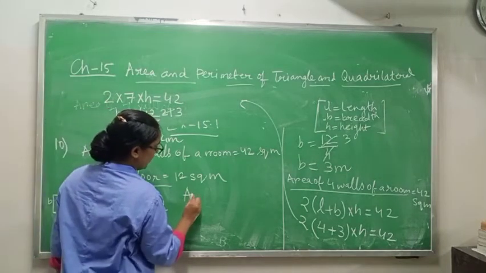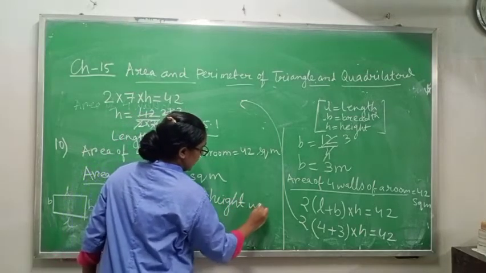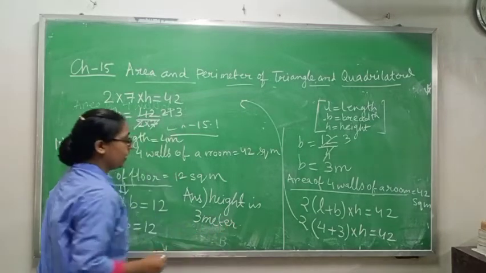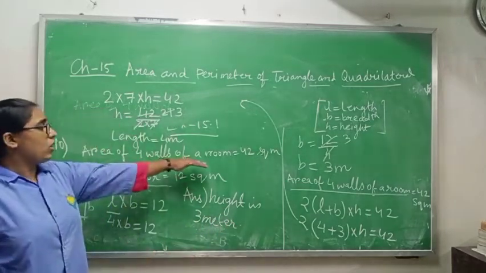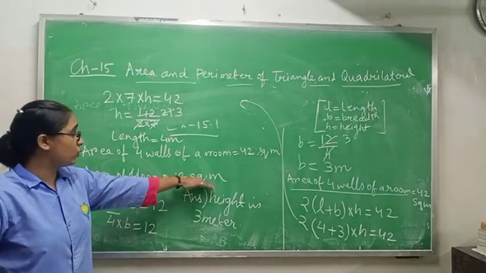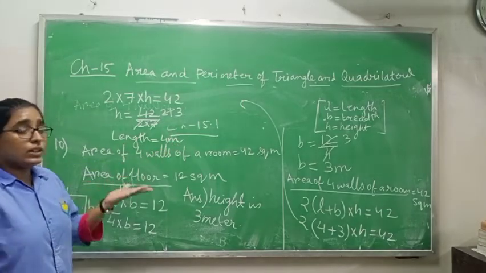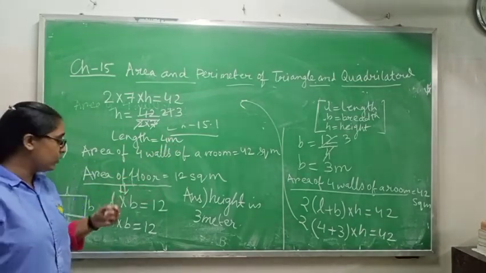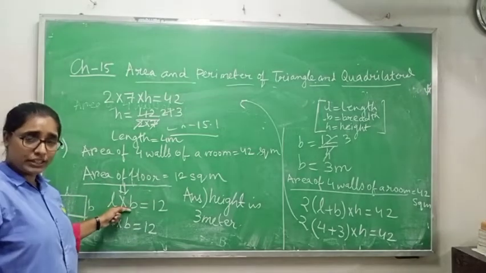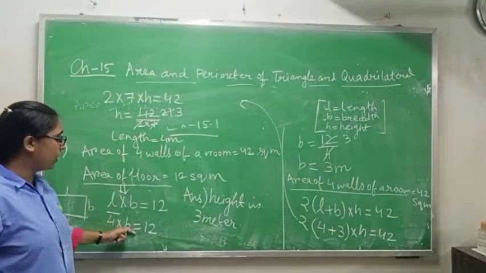I am writing the answer here. Answer, height is 3 meter. Again I am repeating: area of 4 walls of a room is given as 42 square meter, area of the floor is given as 12 square meter, and length is given as 4 meter. So the area of the floor, which shape is it? Base. Base is rectangle in shape. So in place of area of floor I can write L into B, because area of rectangle is L into B. Length is already given, which is 4. 4 into B equals 12.